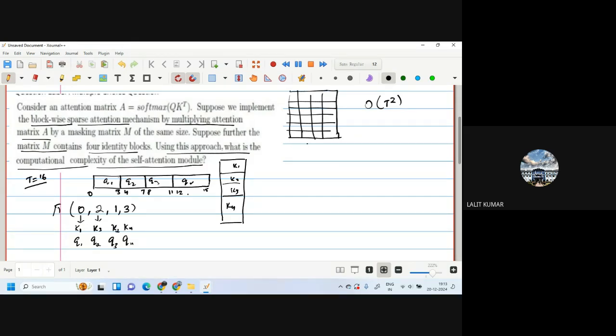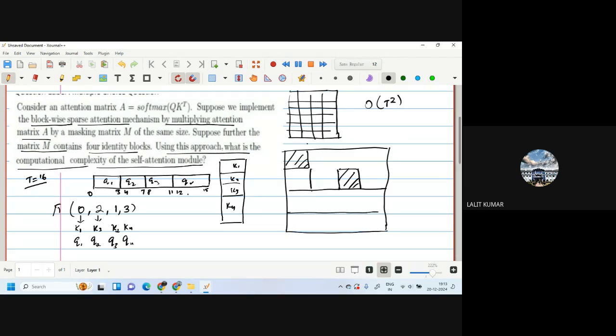So here the attention, when you pay, it is in blocks. So Q1 is paying attention to K1. So here is the first block of attention. Q2 is paying attention to K3. So here is the attention. Q3 is paying attention to K2. So this is the attention. And the last one is Q4, K4.